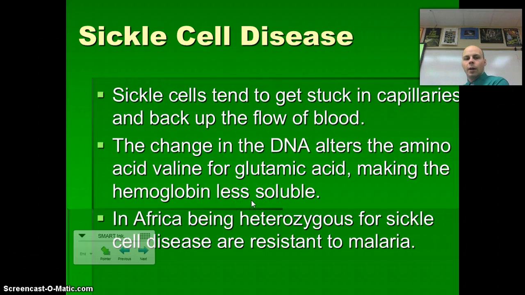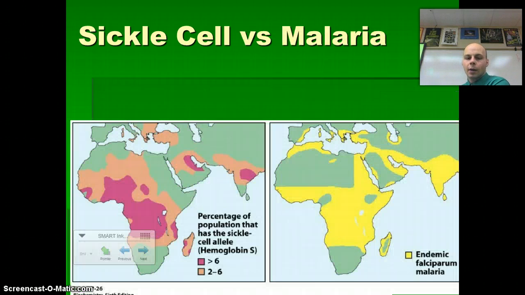But one thing with sickle cell disease that kind of led to it being relatively common in African Americans is that in Africa, being heterozygous for sickle cell disease, which means half of your blood cells are normal and half of them are sickle shaped, because remember this is a codominant disorder, those individuals end up being resistant to malaria, which is a very common disease passed by mosquitoes in Africa.